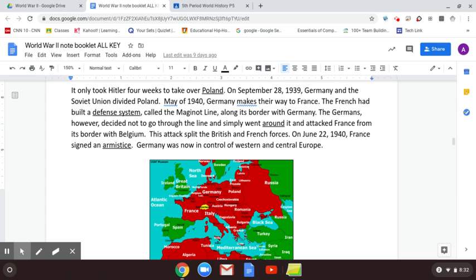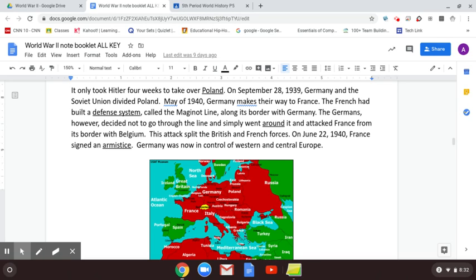On September 28, 1939, Germany and the Soviet Union divided Poland. Remember, they have that pact. The Soviet Union and Germany have a pact at this point, a non-aggression pact. And after Germany takes over Poland, it says that the Soviet Union and Germany can split it up.